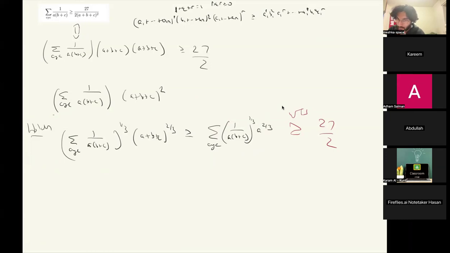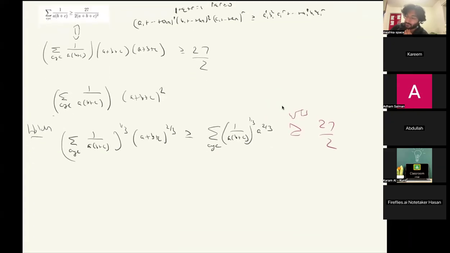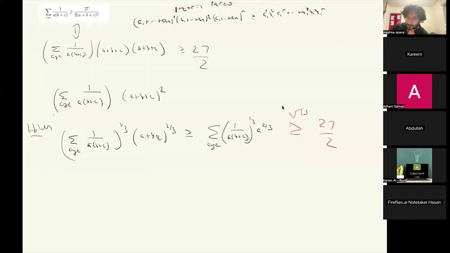You can solve it with the other version of Holder that doesn't require P plus Q to be 1. Well, you mean with the three sets, right? Yeah, we can just put that. Yeah.